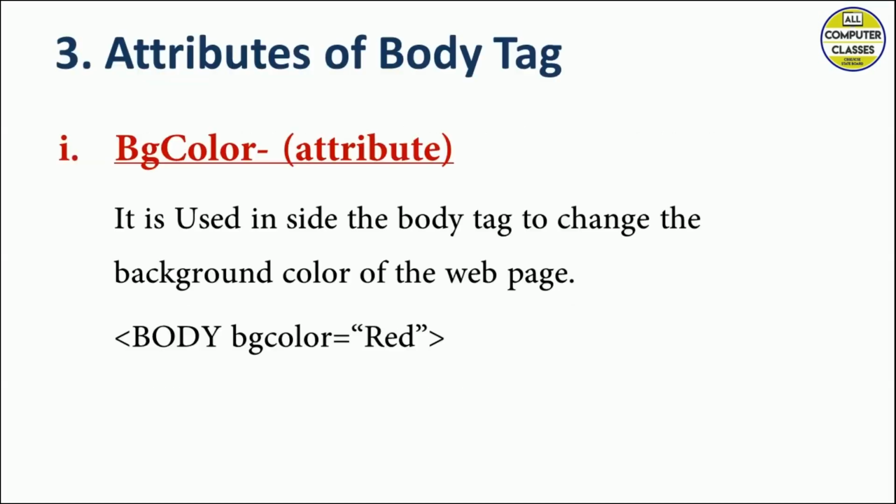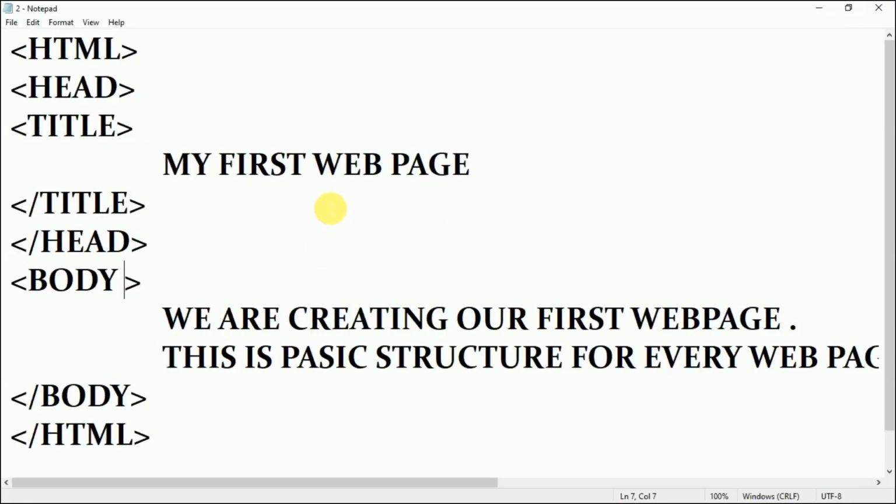The third and last topic is attributes of the body tag. This is the basic structure of HTML: the HTML starting tag, head, then title, then you give the title, then you close the title, then close the head, and then you start the body. This is the body tag, and in the body tag we do many things, but for now I have just written this small text here.